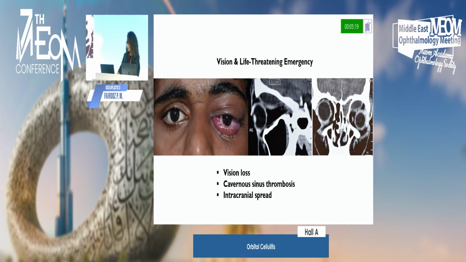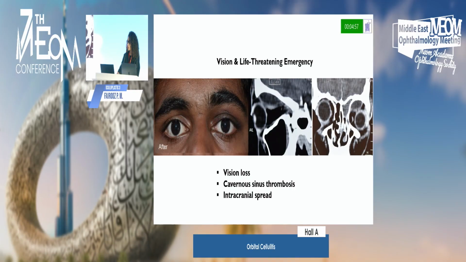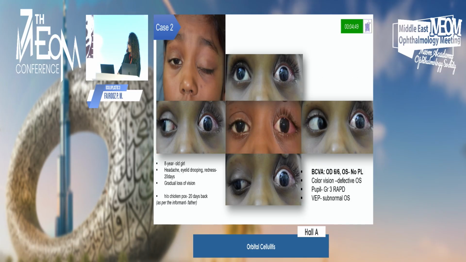can see over here. So why is orbital cellulitis very, very important? It's of course an emergency. It can be vision and life threatening. And what are the things that can go wrong? You can have vision loss, cavernous sinus thrombosis, and intracranial spread. In this young adult, as you can see here, he has a subperiosteal abscess in the roof of the orbit. So the only thing that I did was to go inside and drain the abscess, and he was absolutely fine to attend his engineering exam after the procedure.